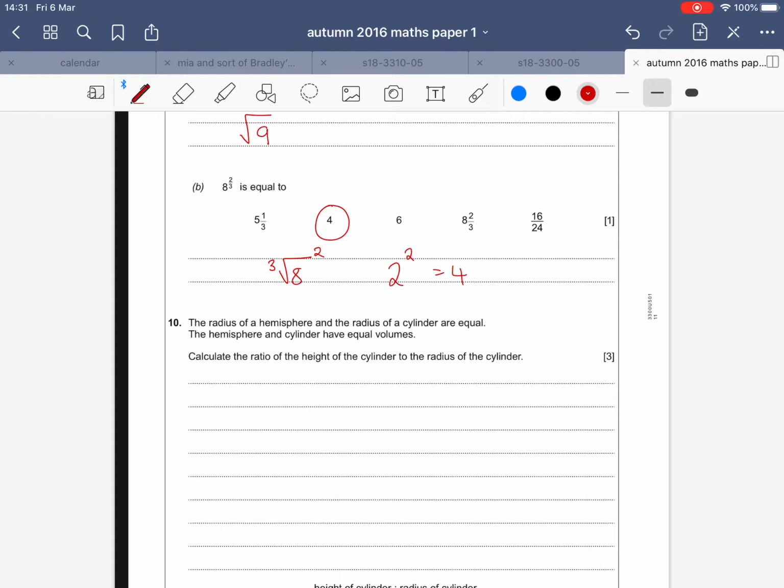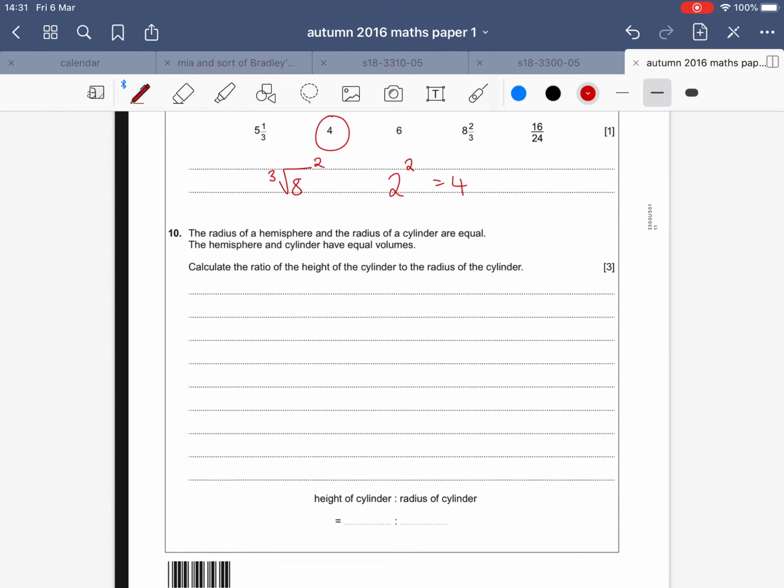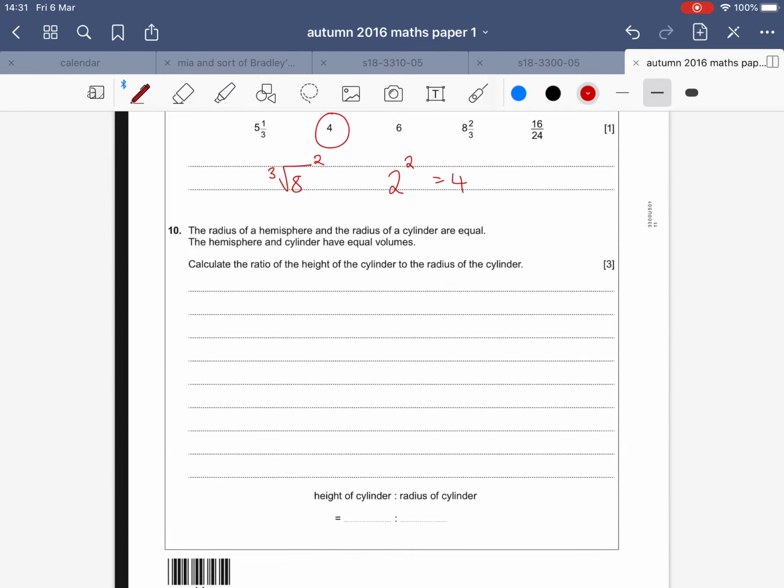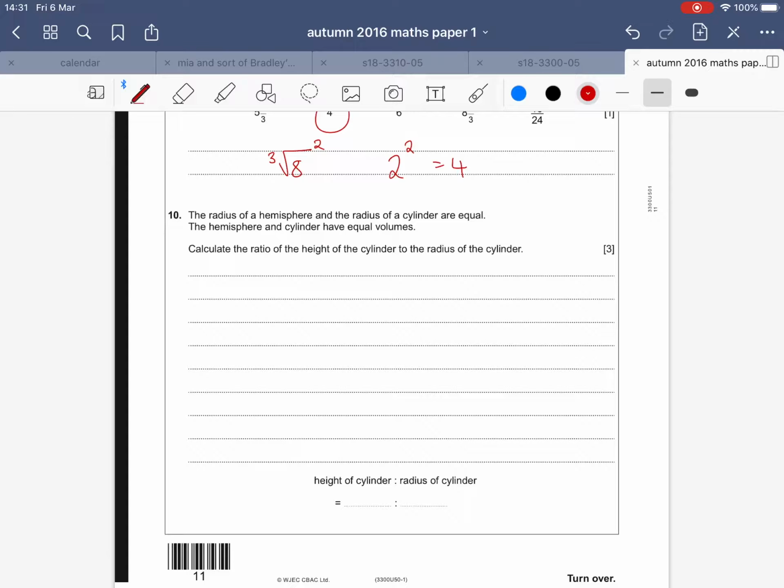The radius of a hemisphere and the radius of a cylinder are equal. The hemisphere and cylinder have equal volumes. Calculate the ratio of the height of the cylinder to the radius of the cylinder. So if we look back at our formula list, you should know that a normal cylinder would be pi times your radius squared times your height. So that's your cylinder. And your sphere is 4/3 pi r cubed.